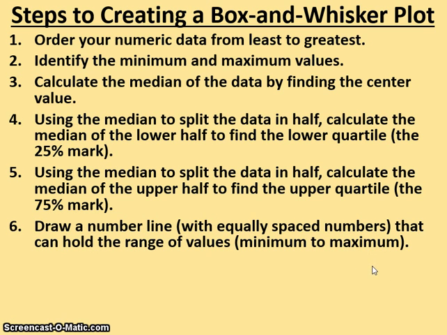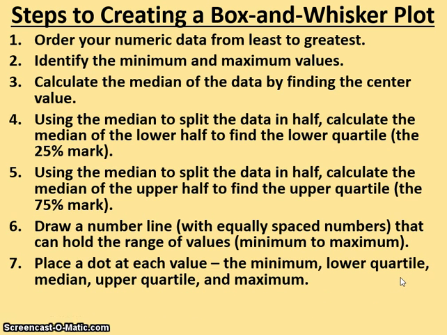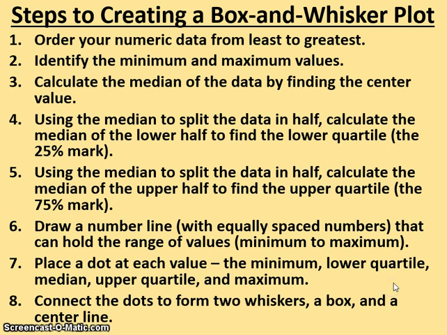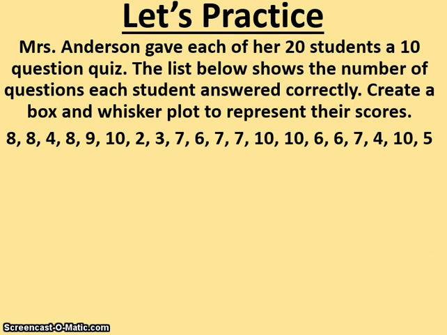Draw a number line with equally spaced numbers that can hold the range of values from minimum to maximum. Place a dot at each value, the minimum, lower quartile, median, upper quartile, and maximum, and then connect the dots to form 2 whiskers, a box, and a center line. Let's practice using these steps now.